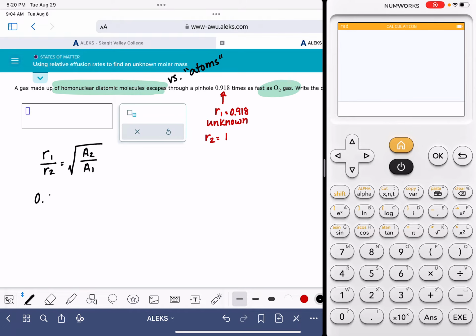Trust me. R1 is whatever number that ALEKS is giving you, and the value of R2 is just going to be 1. And again, these are not the actual rates of effusion. These are just the relative values, the ratio of R1 to R2.